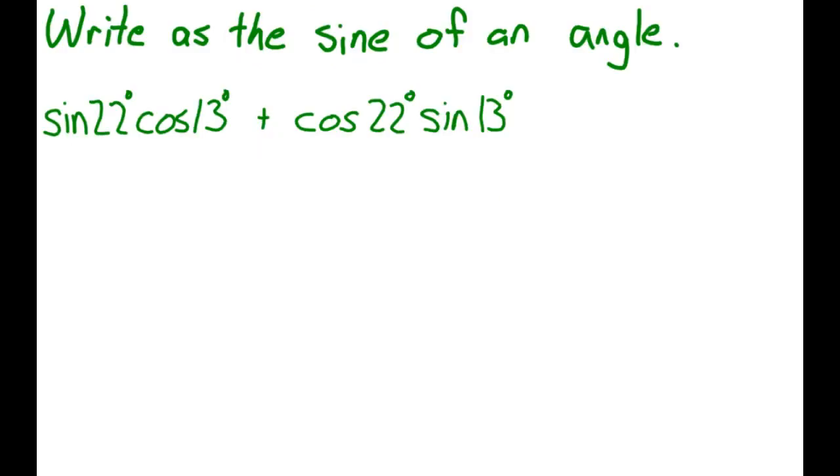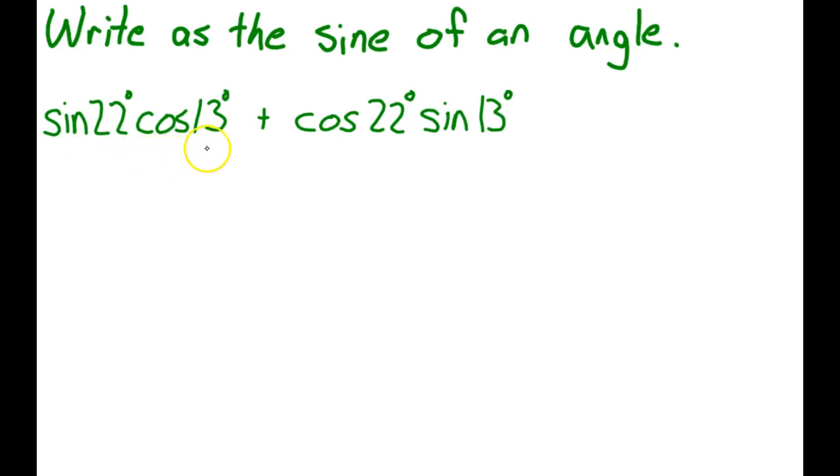In this next example, we want to write the expression as the sine of an angle. So we have the sine of 22 degrees times the cosine of 13 degrees plus the cosine of 22 degrees times the sine of 13 degrees. If you look at your identity sheet, if we have sine times cosine, and then an addition plus the cosine times sine, this is going to be the sum identity for the sine function.